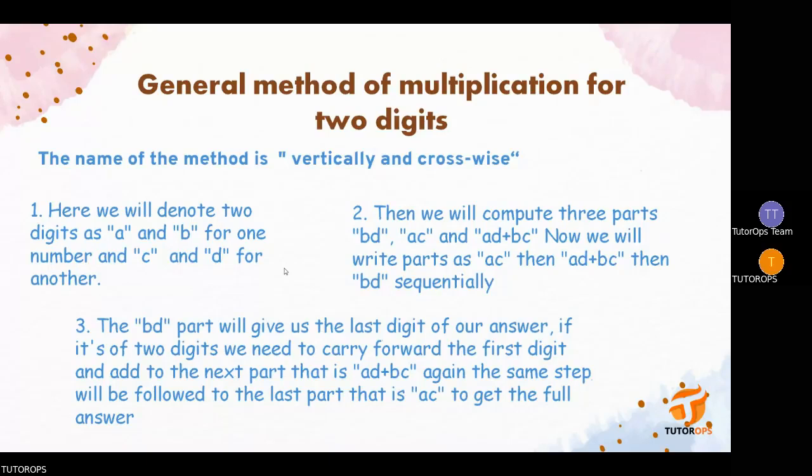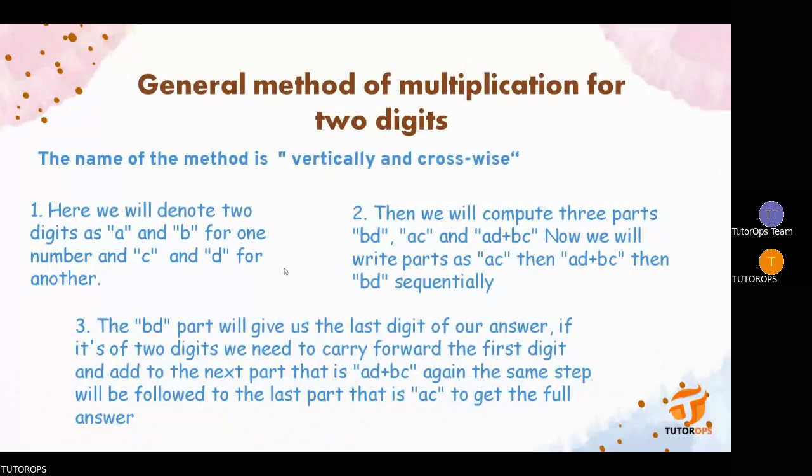So if we are asked to multiply 53 into 47, what will be our A and B? Say I am taking 53 as the first number, then A will be 5, B will be 3. And for C, it will be 4 and D will be 7.